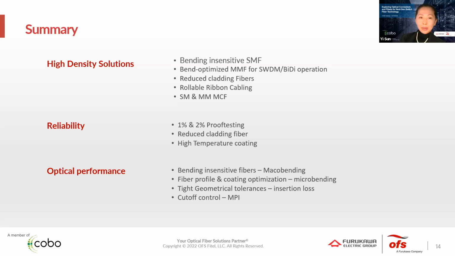And for the reliability challenge, there's a way to improve that: increase the 2% proof testing, reduce cladding design, and use high temperature coating. And for the optical performance, I highlighted with those examples excellent microbending performance, optimized fiber design and coating to improve the microbending, and tighter geometrical tolerance for less connector insertion loss, and the cutoff control for less MPI. And also there's birefringence control to improve the PER, the polarization extinction ratio. So that summarizes our presentation.